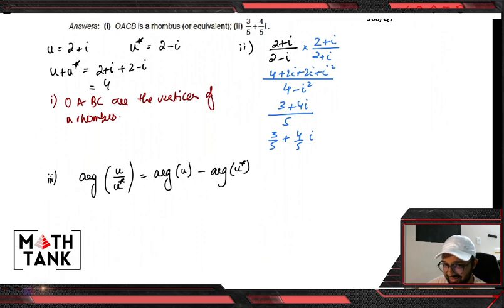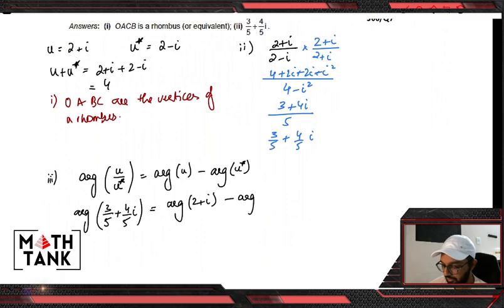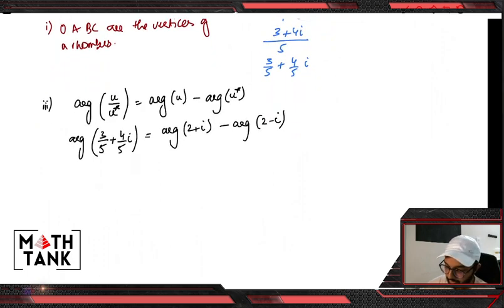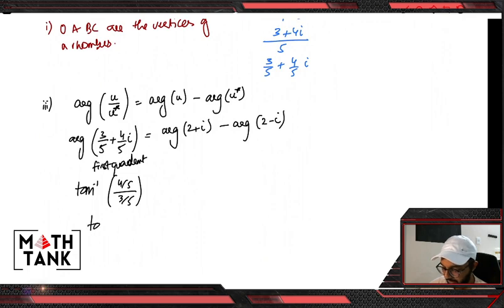So on the left hand side, I'm going to write down U over U star that I just found out. It's 3 over 5 plus 4 over 5 i. In here I'm going to write down 2 plus i, and here I'm going to write down 2 minus i. Now whenever you're calculating the argument of a complex number, you need to know which quadrant it is lying in. This is the first quadrant. So the argument of this is going to be alpha, where alpha is basically tan inverse of the y coordinate divided by the x coordinate. So I get tan inverse of 4 over 3 on the left hand side.